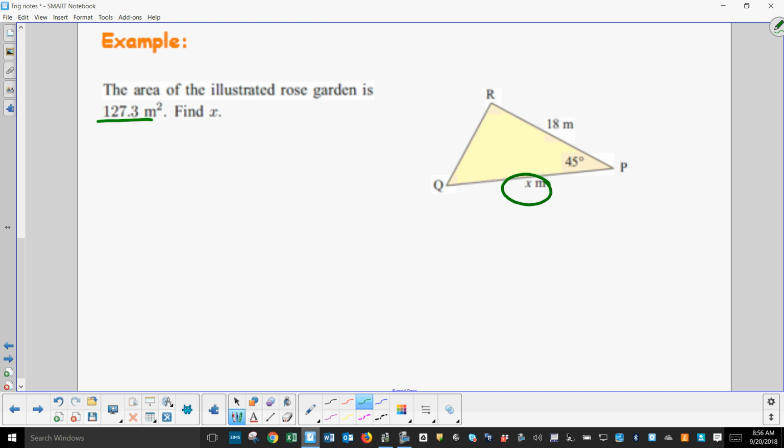I tend to go 127.3 equals, to get my little method marks, a half. You can put 0.5 if you want. A half, 45. If you like, put x in a bracket or just leave it without a bracket if it looks okay. But if I don't put the x in a bracket, I kind of miss it sometimes. And then the sine 45. I'm in the habit of putting the two side lengths in a bracket, even if it is x.